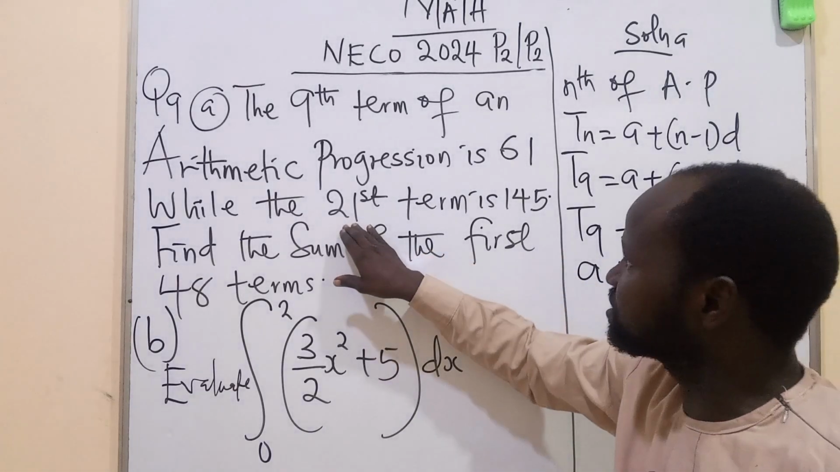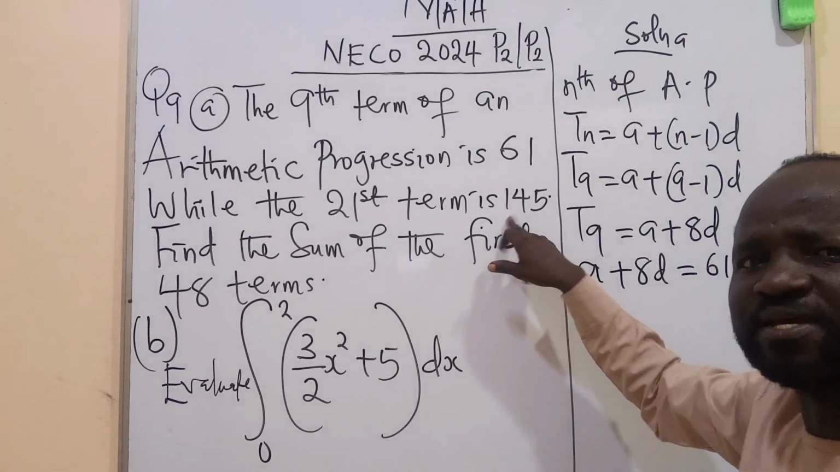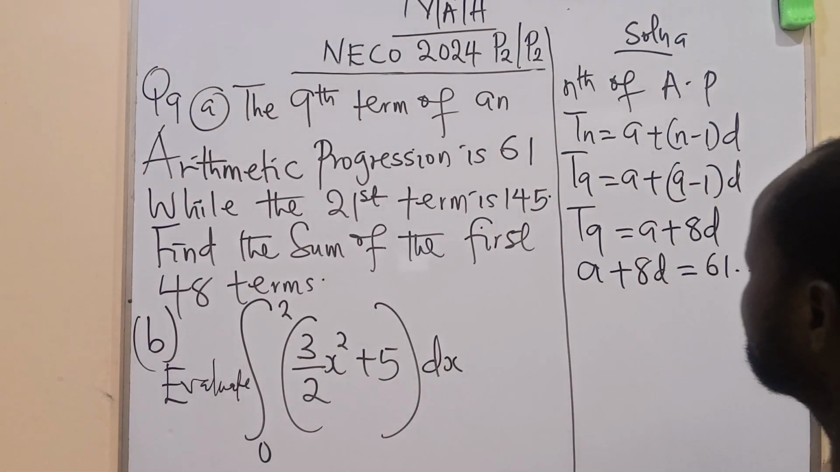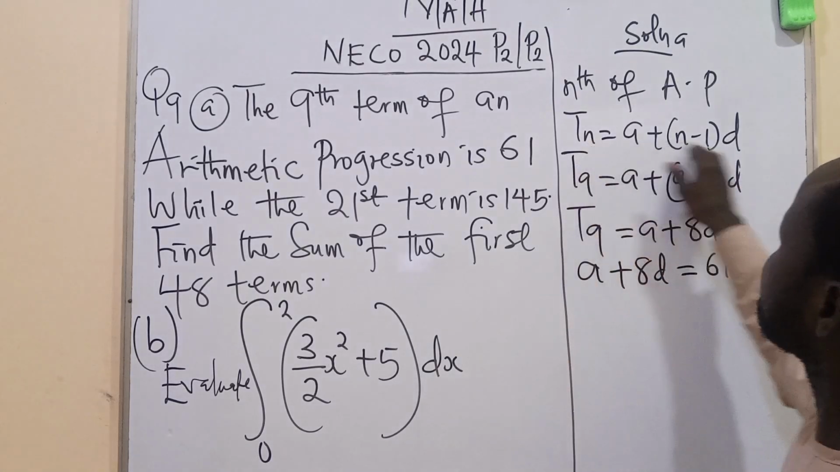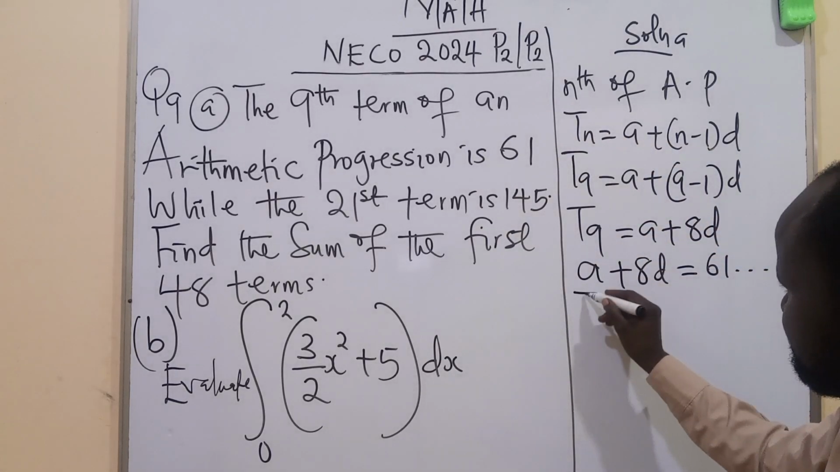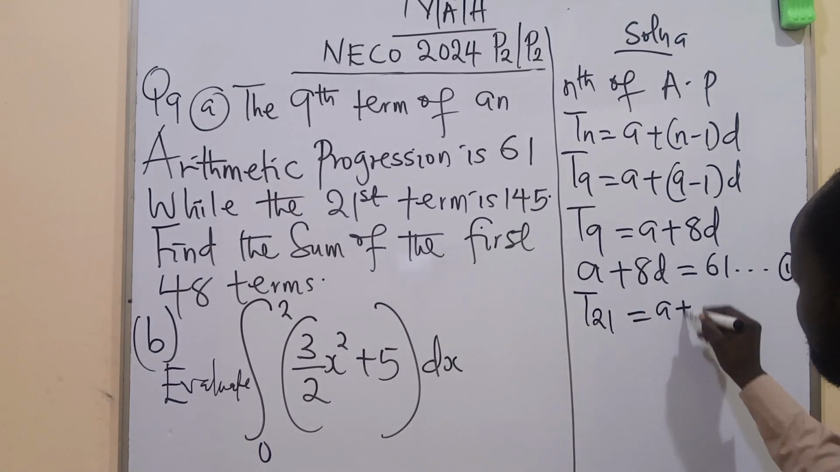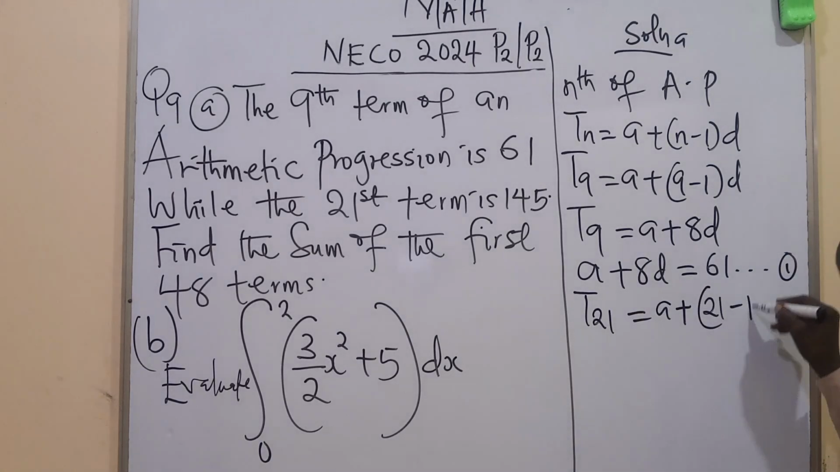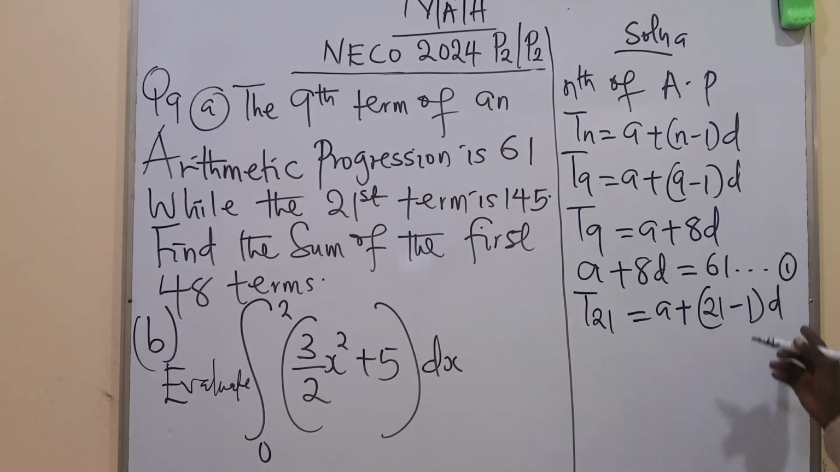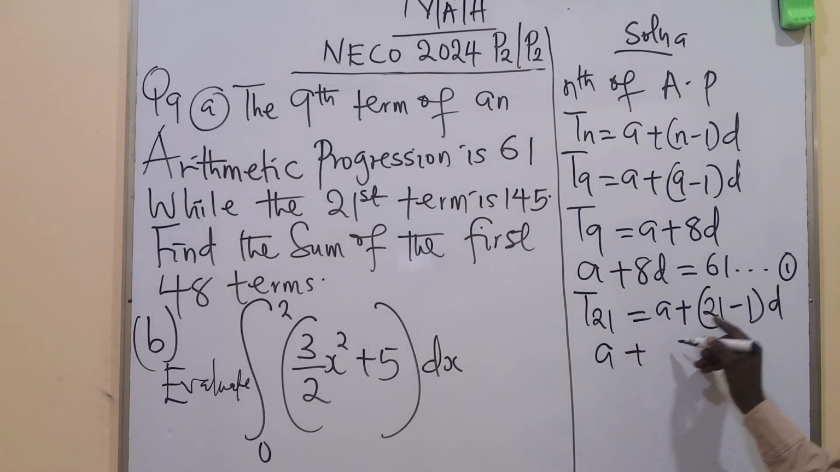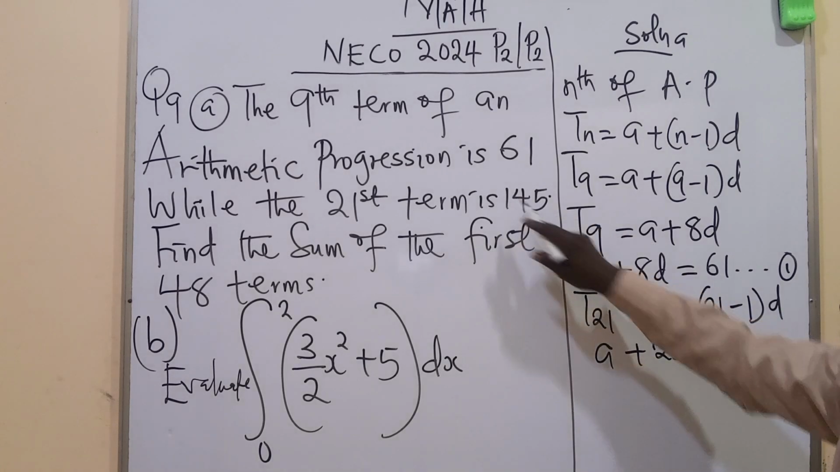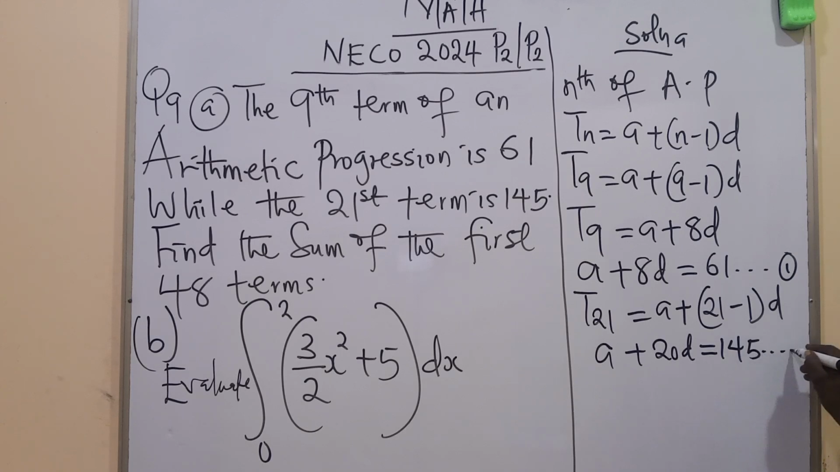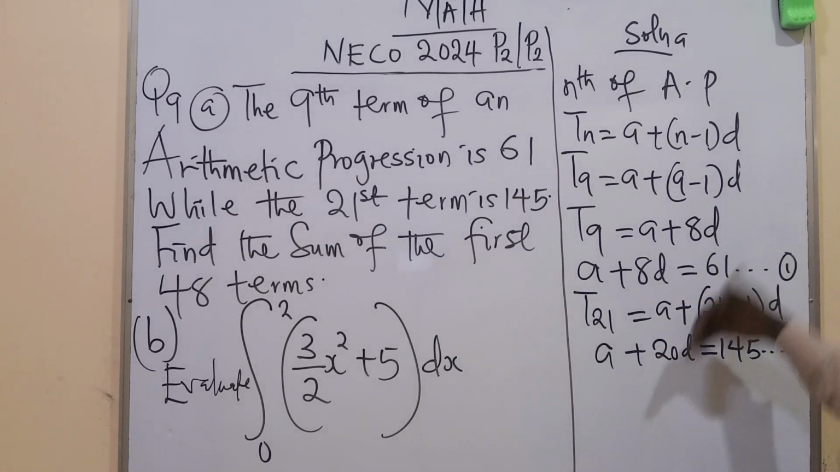Okay? Let's move to the next statement. We are told that while the 21st term is 145. What does that mean? It means we substitute n as 21 into this nth term. Anywhere we see n, we put 21. So T21 now will be equals to A plus 21 minus 1 times the common difference D. So A plus 21 minus 1 is 20 times D, that's 20D equals 145. This is equation 2. So we have two beautiful equations here with us on the board, equation 1 and equation 2.